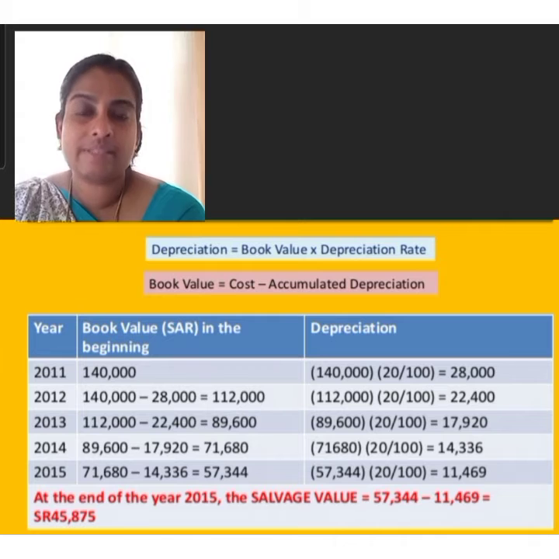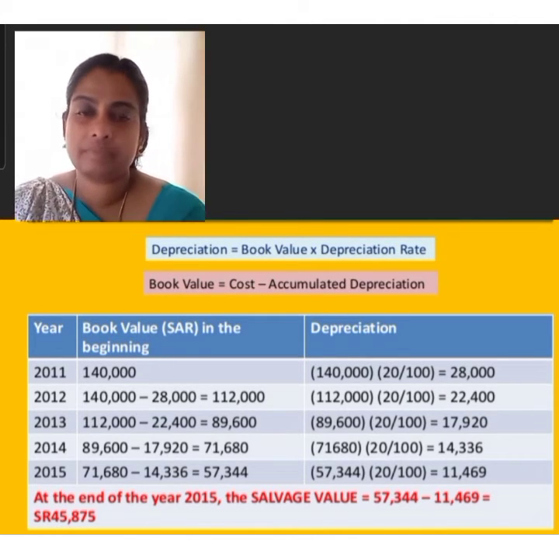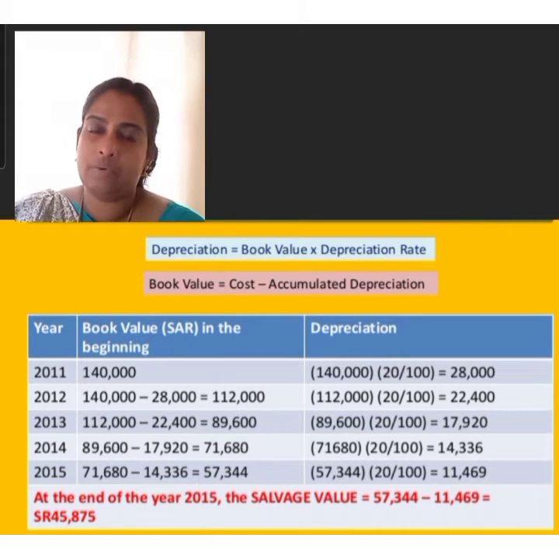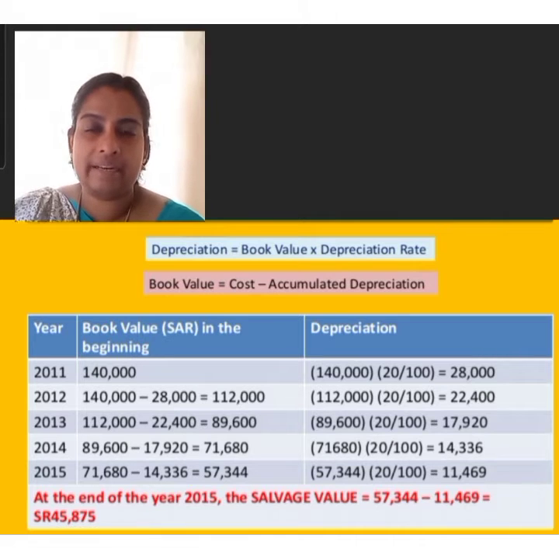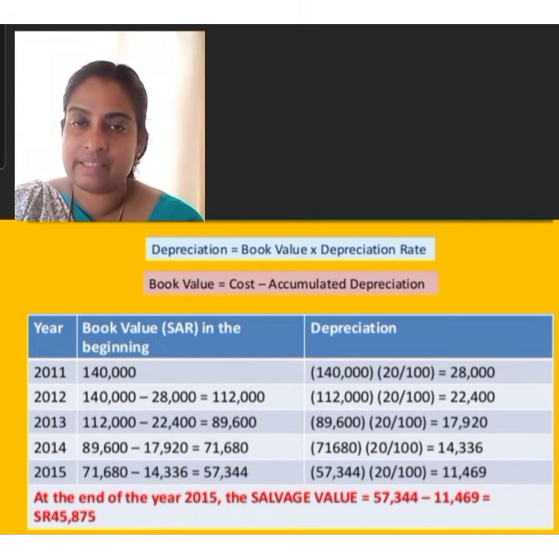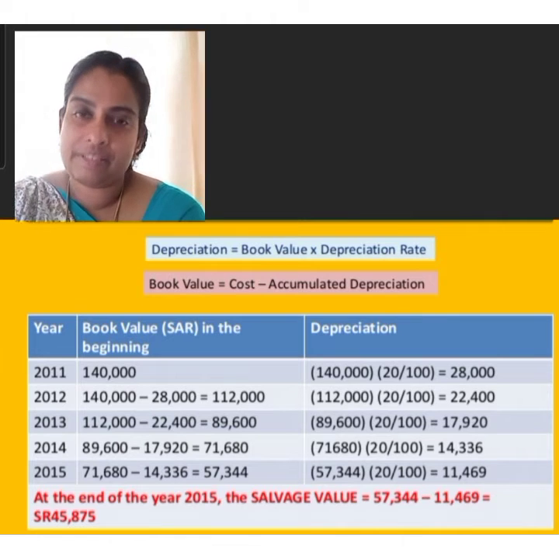This amount is the outstanding amount of the cost of the machinery at the beginning of the fifth year. Then charge depreciation on this outstanding amount. 71,680 minus 14,336, net amount equals 57,344. Then charge depreciation on 57,344, that is 57,344 into 20% equals 11,469, which is the fifth year amount of depreciation.